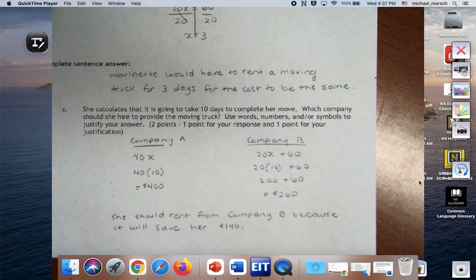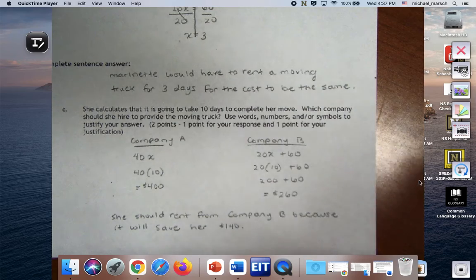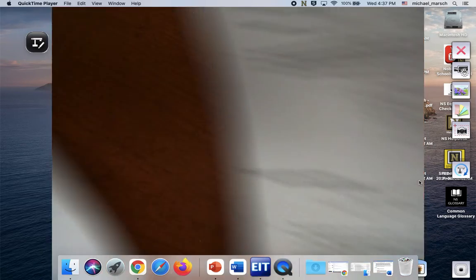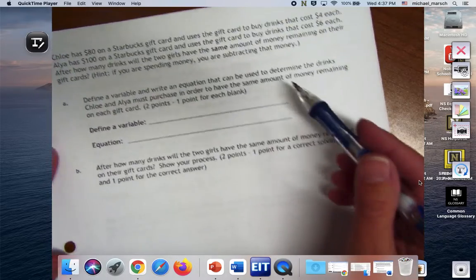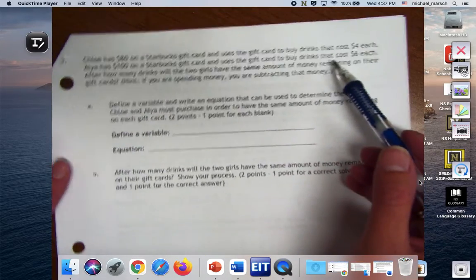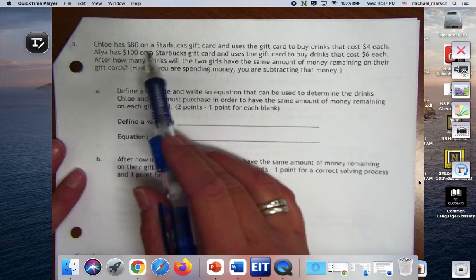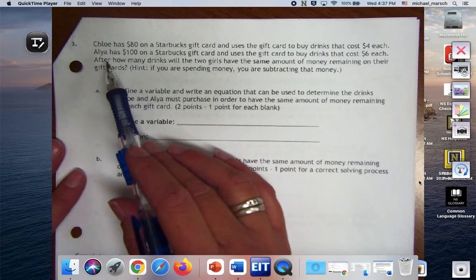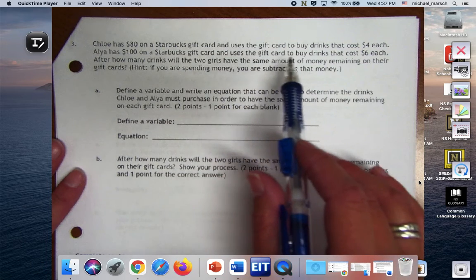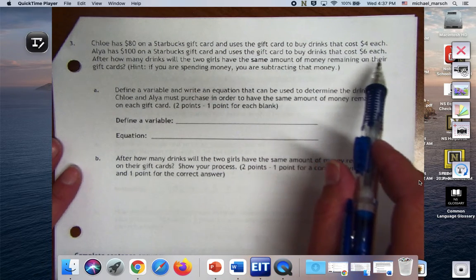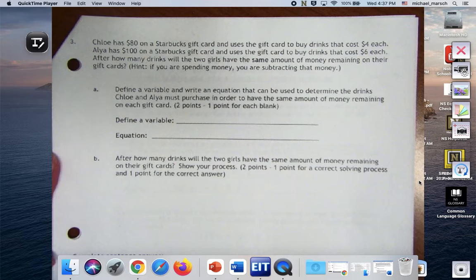Okay, and then problem number 3. We have Chloe with a Starbucks gift card, and she buys drinks that cost $4 each. She has $80 on her gift card. Leah has $100 on a Starbucks gift card and uses the gift card to buy drinks that cost $6 each. After how many drinks will the two girls have the same amount of money?